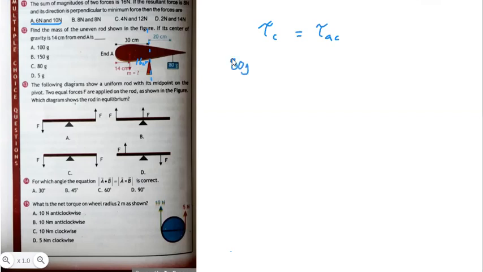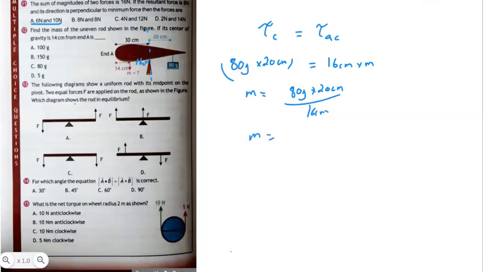80 gram into 20 centimeter which has to be equal to 16 centimeter into the mass m, and this mass m we have to calculate. So this m will be equal to 80 gram into 20 centimeter divided by 16 centimeter. And if you make the calculations, this mass m will be equal to 100 gram. Just confirm me if you get the same answer.